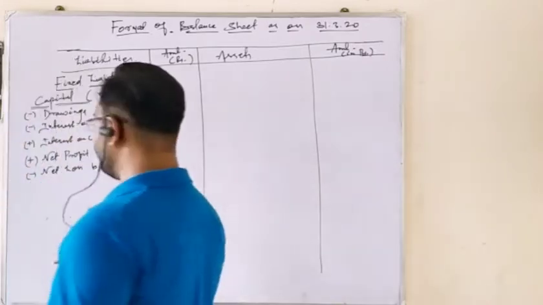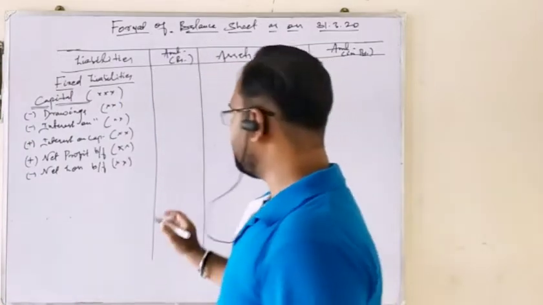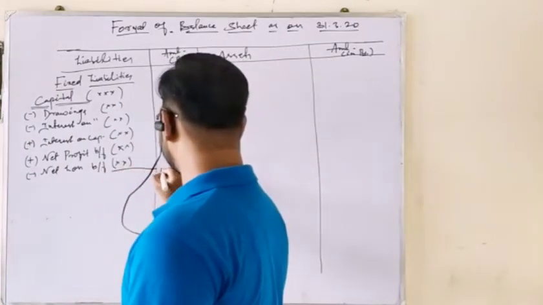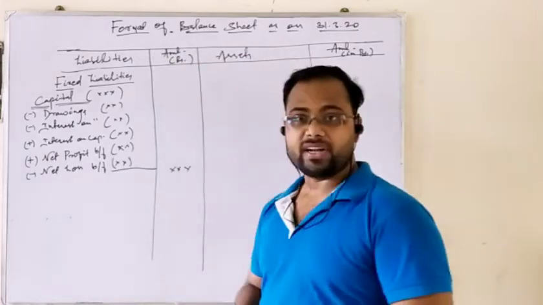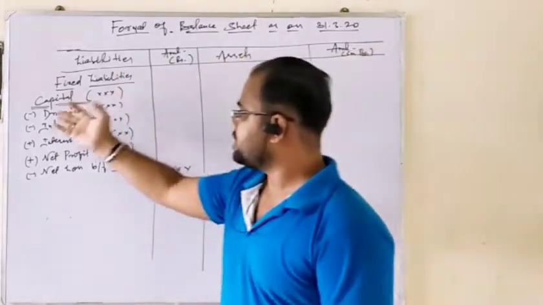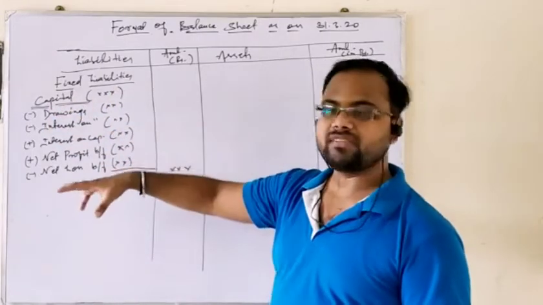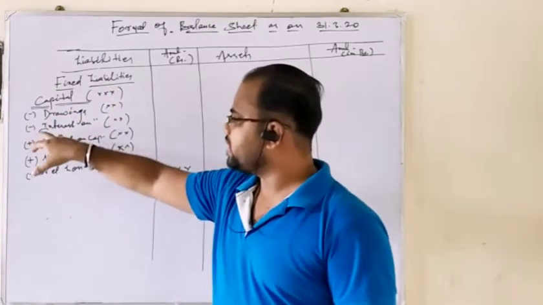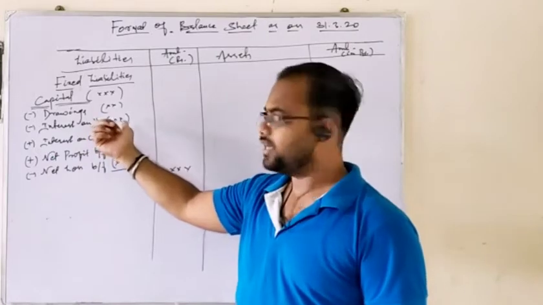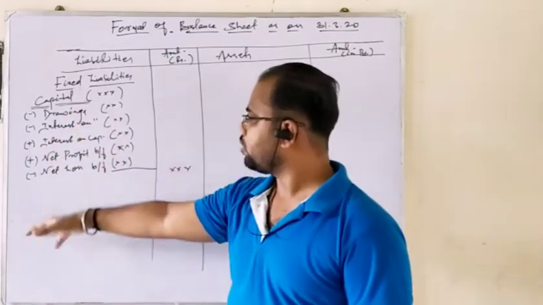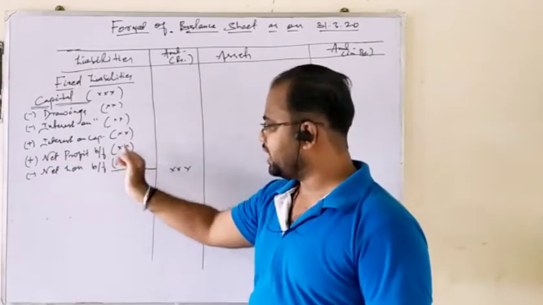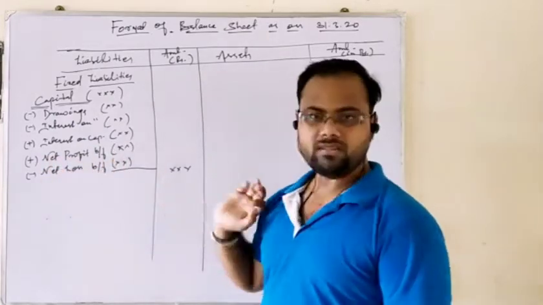After all these adjustments, what you have to do is put the final calculation in the outer column. This is the first item of fixed liabilities. First you have to take capital in the inner column. If there is any drawings, you have to deduct it. And if there is any interest on drawings, that is also deducted. And if you allow any interest on capital, that is added to the capital account. If there is any net profit, that is added. And if there is net loss, it is deducted.